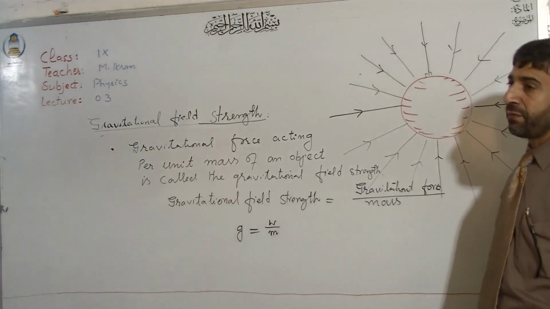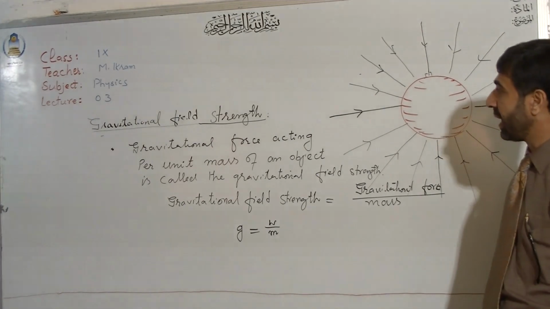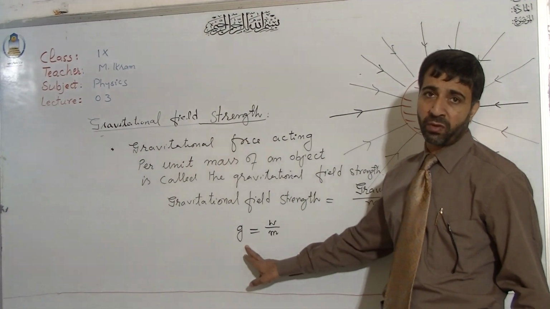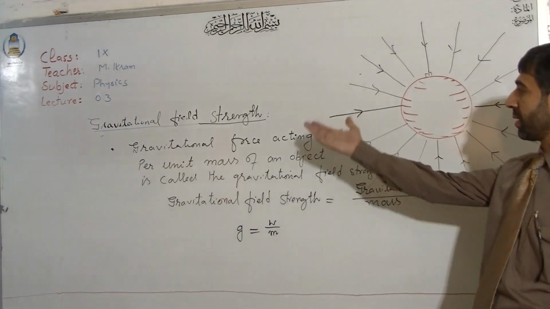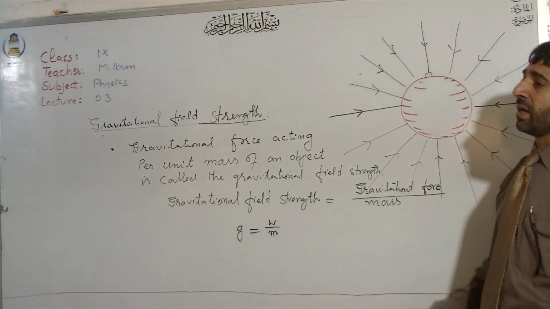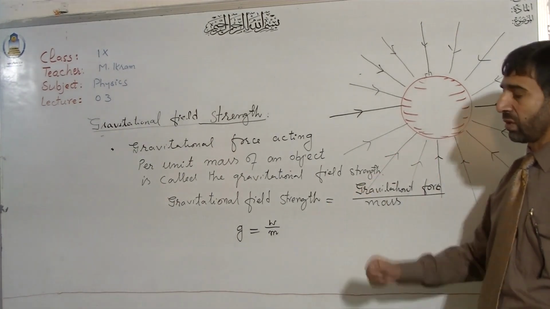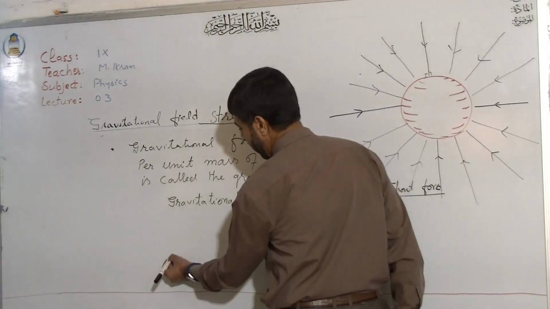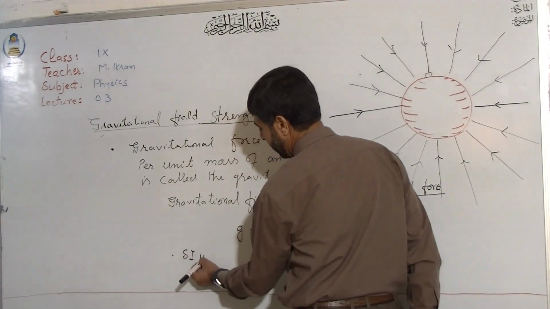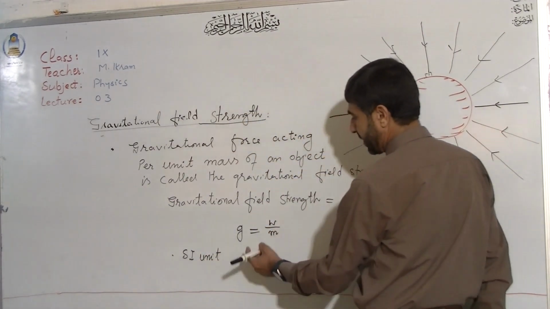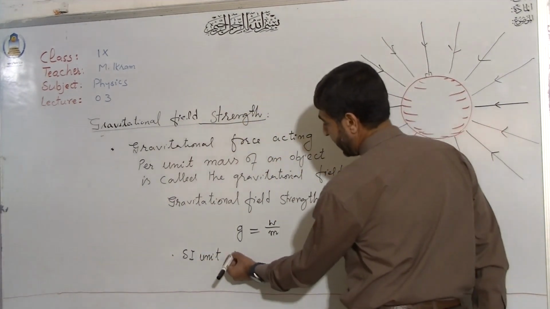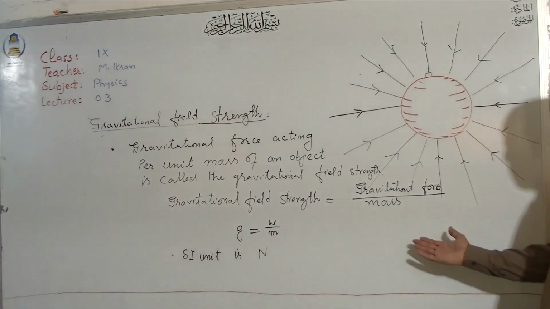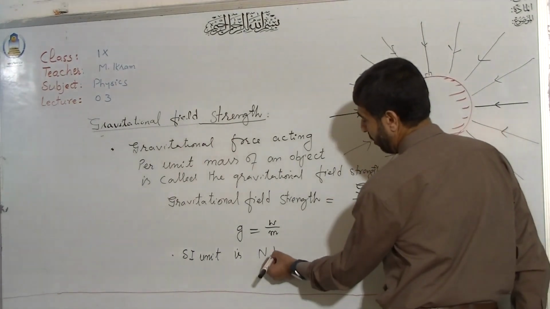For example, if you compare the gravitational field strength of the Earth and of the Moon, then definitely it will be greater for the Earth than for the Moon, right? Similarly, if you compare it for the same unit mass for the Sun and the Earth, then definitely it will be far greater for the Sun than the Earth. Now, what would be the SI unit of this? The SI unit of gravitational field strength is Newton per kilogram, because force is measured in Newton.